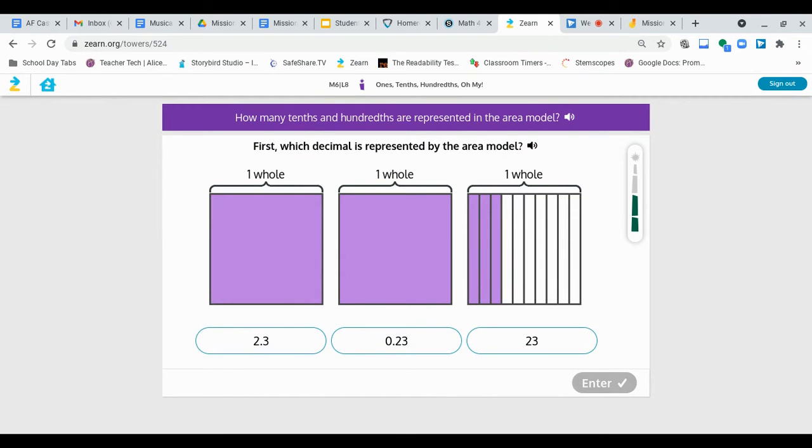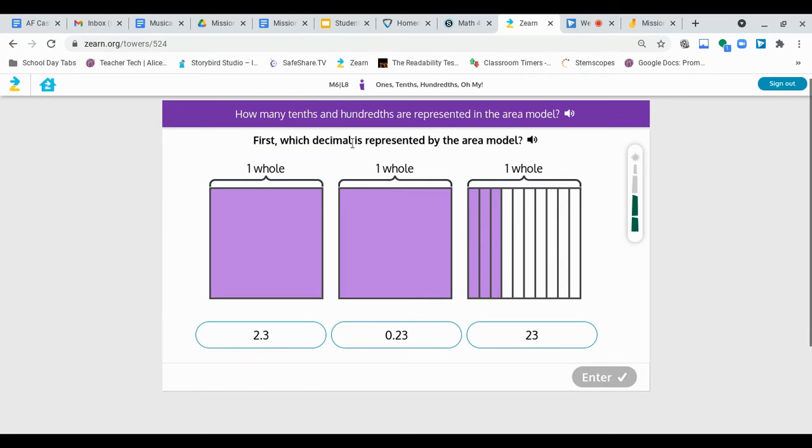Bossing me around still. Now we are asked how many tenths and hundredths are represented in the area model. First, we want to know which decimal is represented by the area model. You can see here that we have this area model. We have 1 whole, we have 2 wholes, and then we have this one, which is divided up into 1, 2, 3, 4, 5, 6, 7, 8, 9, 10. So that's divided up into tenths. And how many of those tenths are shaded? 1, 2, 3. 3 tenths are shaded. So I'm looking for 2 wholes and 3 tenths. Which of these is 2 wholes and 3 tenths? Is it A, B, or C? It's A! That's right, it is A, because we have 2 wholes and then 3 tenths.